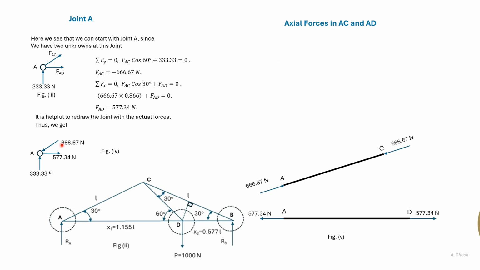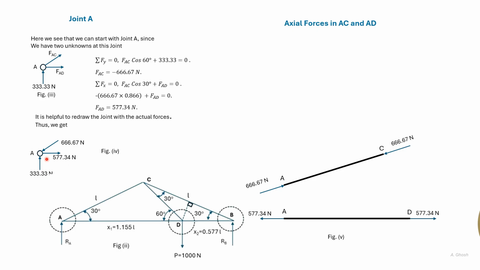Now, this force is due to the member AC. The joint in turn will react with an equal and opposite force. So the force due to the joint on the member AC is shown here. The member AC is in equilibrium, so there would be an equal and opposite force on the other side, which means that the member AC is in compression.